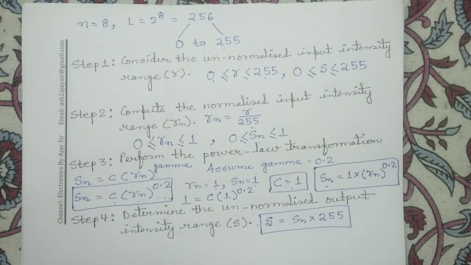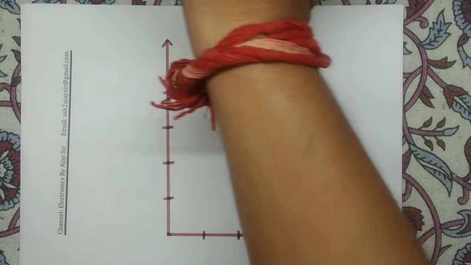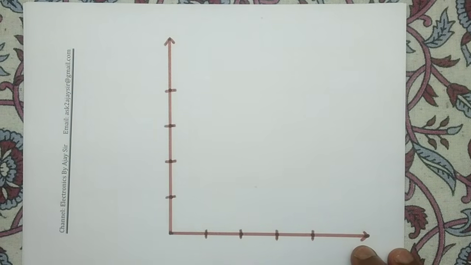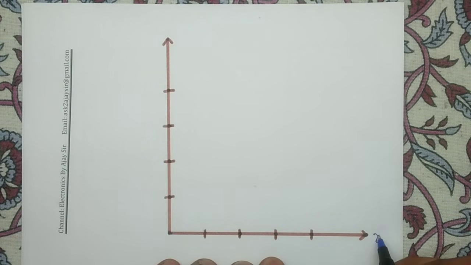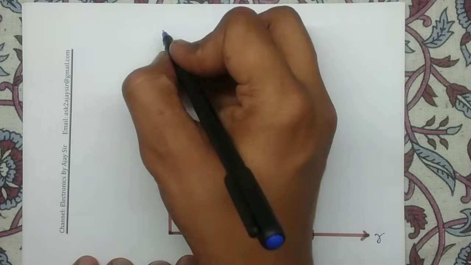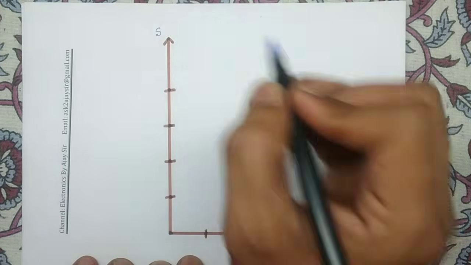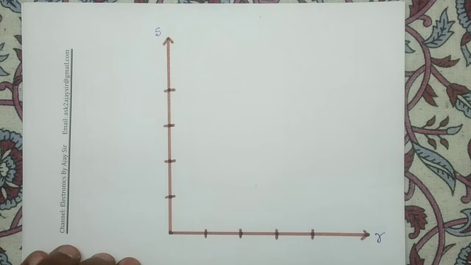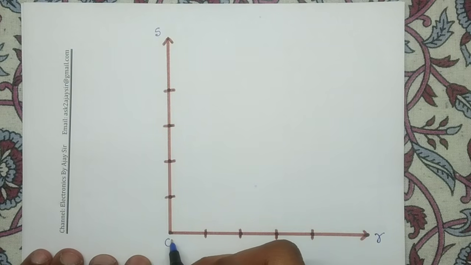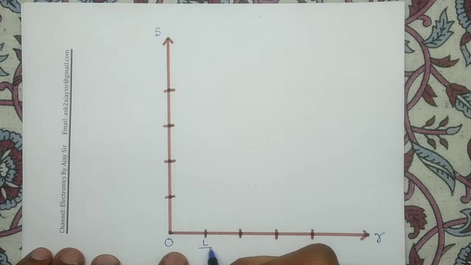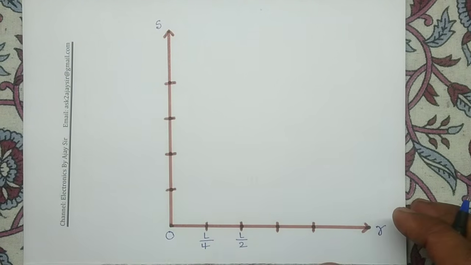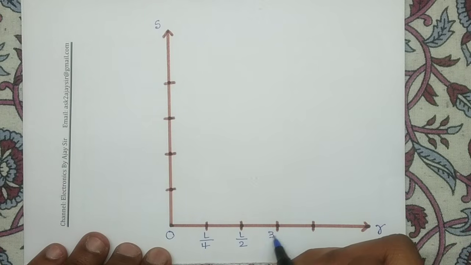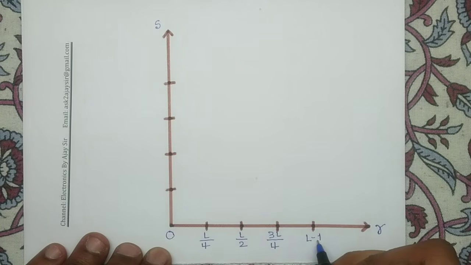Next, we will do the plotting. Similar to the previous, along the x-axis, we will vary the input intensity range R. Along the y-axis, we will vary the output intensity range S. Next, we will mark the critical points. This is the origin 0. This is L by 4. This is L by 2. This one is 3L by 4. And finally, this is L minus 1.